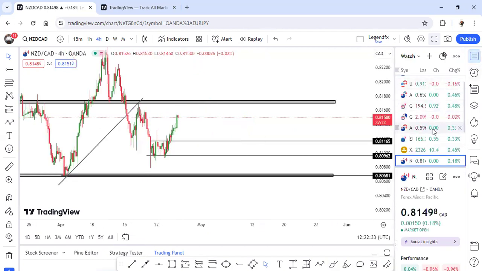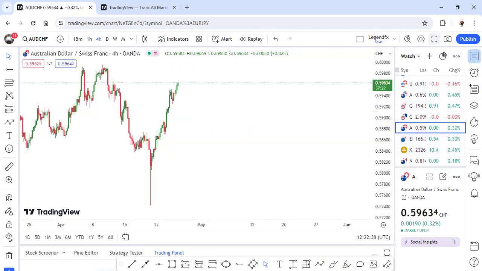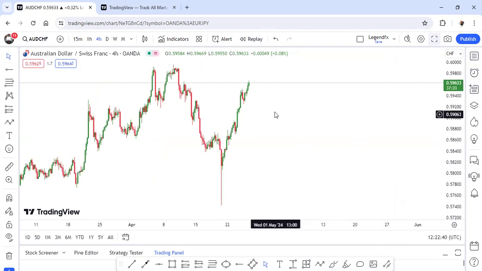This is another trade I took. I took AUDCHF. I'm currently on this particular trade now. Let's wait for my chart to load. I don't know what is wrong with my network. My network is a bit slow. Let's just wait for it to load.